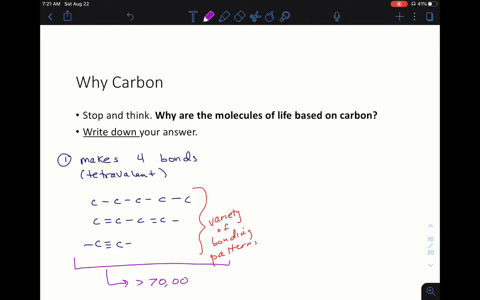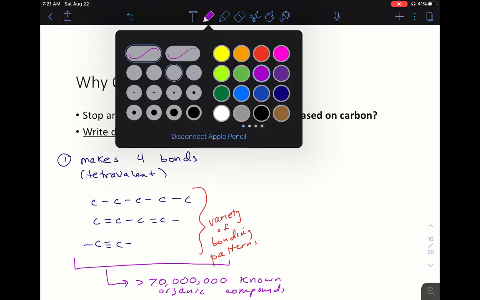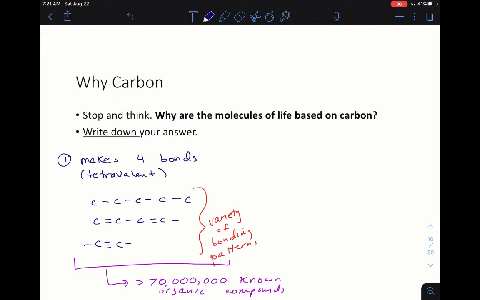And many of those you can actually buy at the chemical store. Not you, but if you become a researcher and you run a lab, you can buy many of these organic compounds at the chemical store and then do all kinds of great things with them, like build materials or pharmaceuticals or advanced basic science. Second, carbon makes strong bonds.